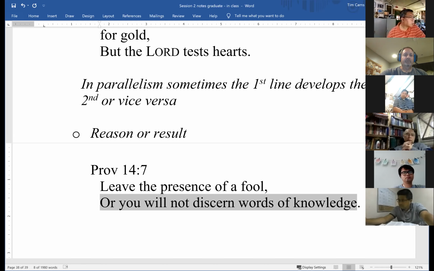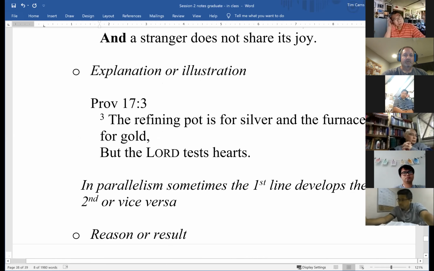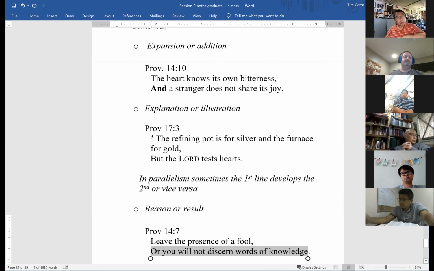Okay, so those are the three common ones. We have expansion, explanation, reason. All right, so as you're looking at parallelism, if it doesn't look like it's synonymous or contrastive, then it's likely developmental, and one line will be developing the other in one of these three ways.